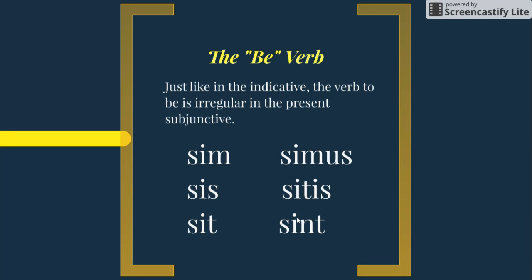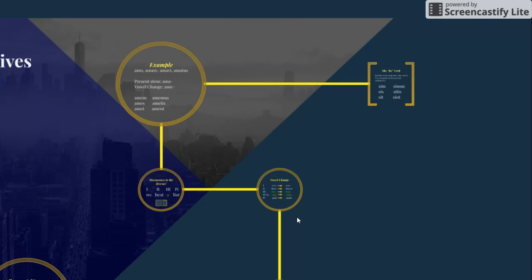One last thing we need to talk about is the verb to be. Just like it is in the indicative, the verb to be is irregular in the present subjunctive. It doesn't quite follow the normal rules. But actually, it's less irregular in the subjunctive. For the verb to be in the subjunctive, the formula is just si plus active person endings, which gives us the forms sim, sis, sit, simus, sitis, sint. And that's it. That's the present subjunctive.